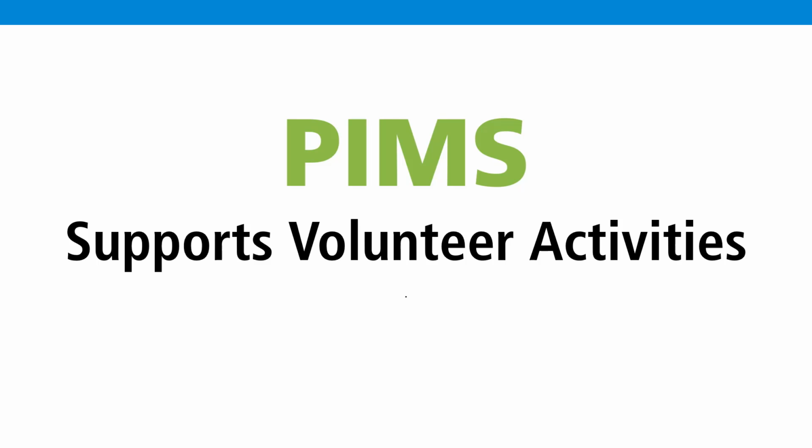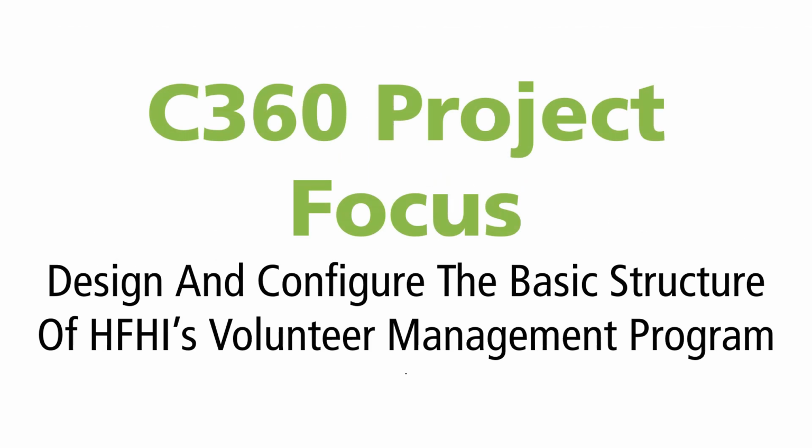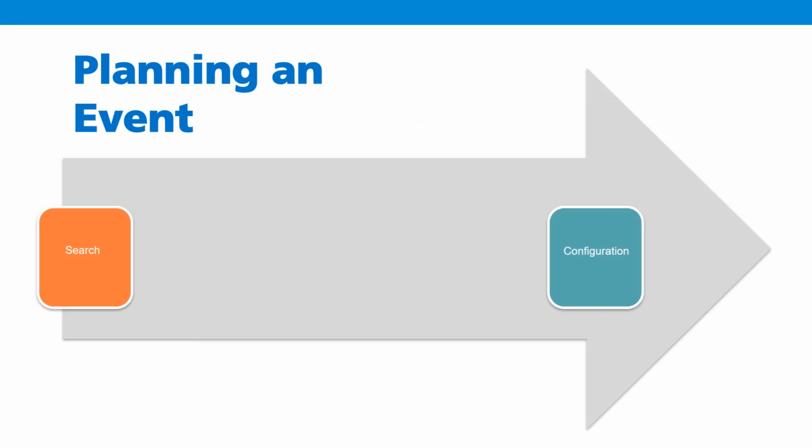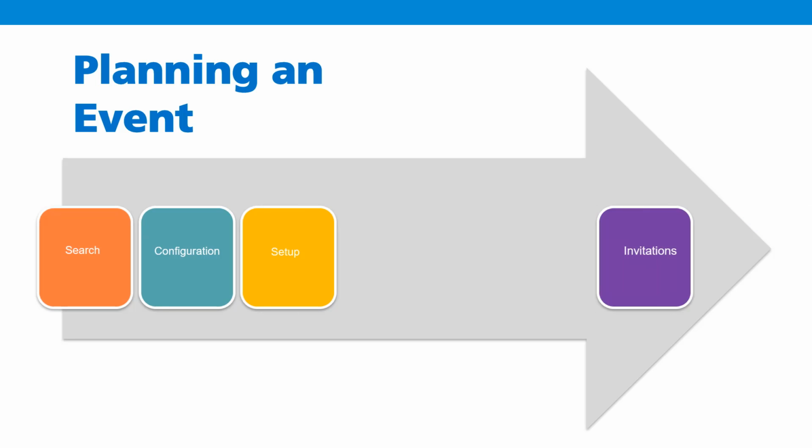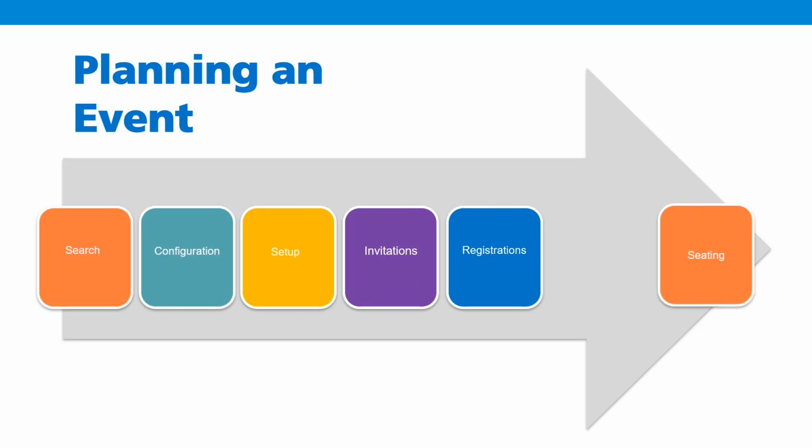Habitat for Humanity International uses PIMS to support and manage volunteer activities and events. The primary area of focus in the C360 project is to design and configure the basic structure of HFHI's volunteer management program in Blackbaud CRM so that data is transmitted bidirectionally between PIMS and CRM in a logical and useful way. To manage events in Blackbaud CRM, follow the steps outlined in the process diagram.